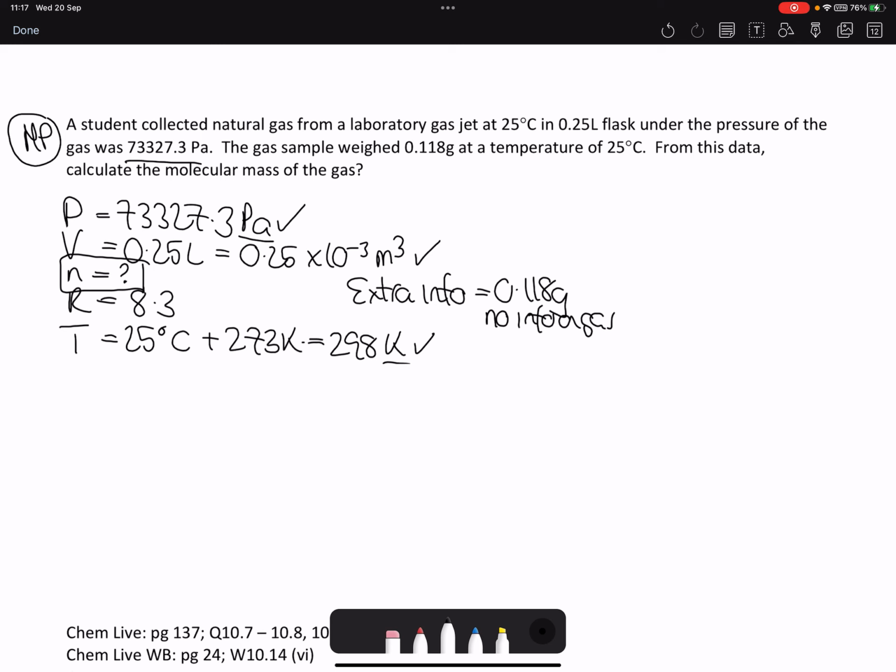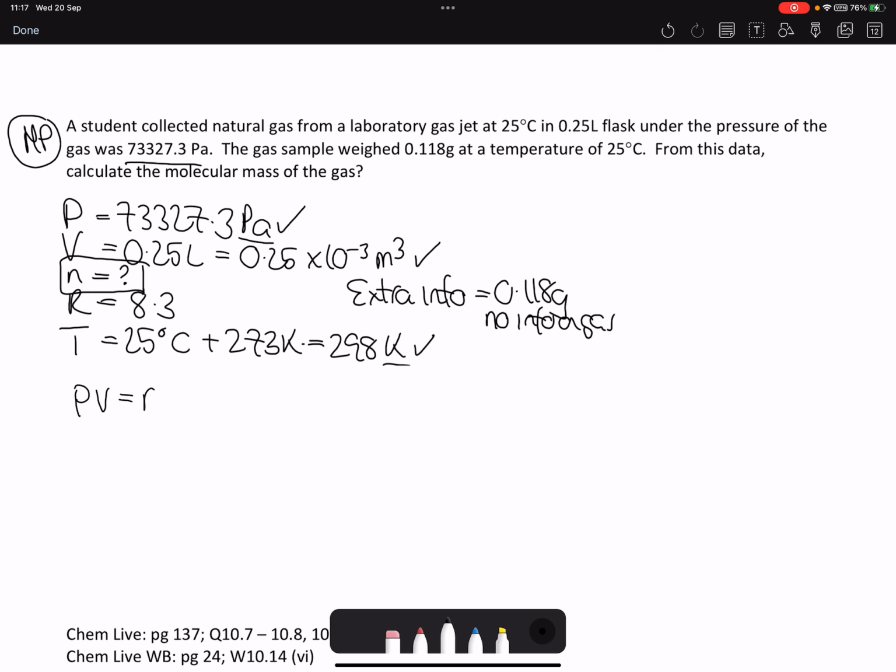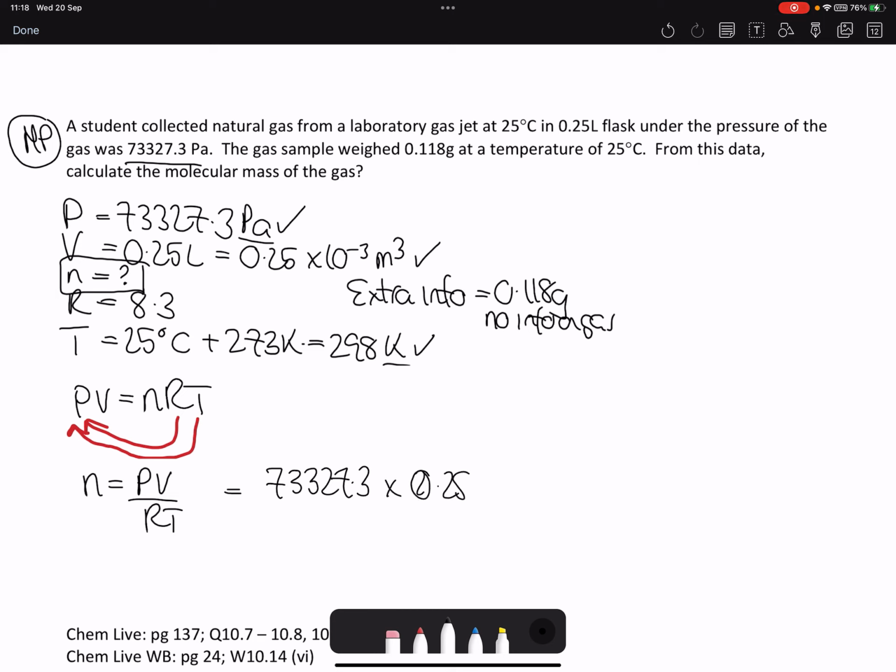So we write our formula, PV = nRT. Again, I want n by itself, so I'm going to put R under the line, I'm going to put T under the line, and I end up with n = PV over RT, and now I plug everything in. 73327.3 by 0.25 by 10 to the minus 3, all over 8.3 by 298. Plug that into my calculator, and when I do that, I get 7.41 by 10 to the minus 3 moles.